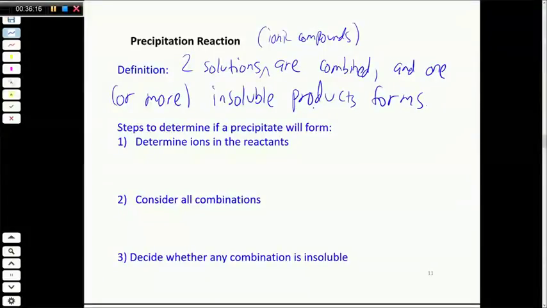Now, the steps to determine whether or not a precipitate will form, that's usually goal number 1 in these types of problems. We have to separate the reactants into their ions. So as we talked about at the very beginning today, when you dissolve ionic compounds in water, they separate into the individual ions that make them up. So we separate the reactants into their constituent ions.